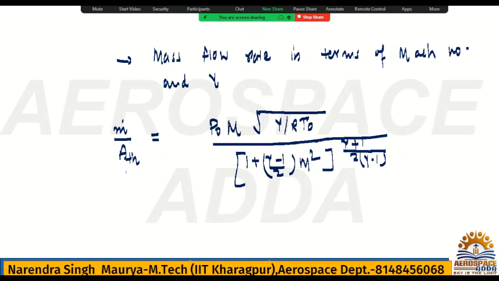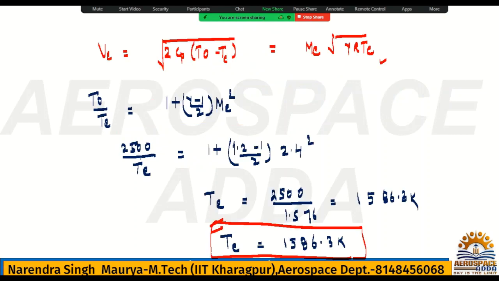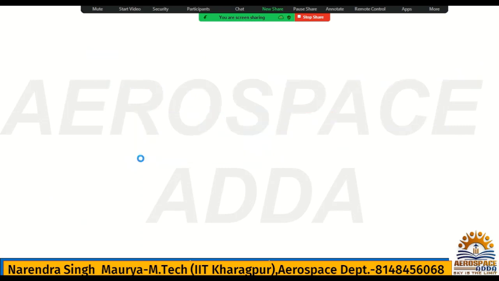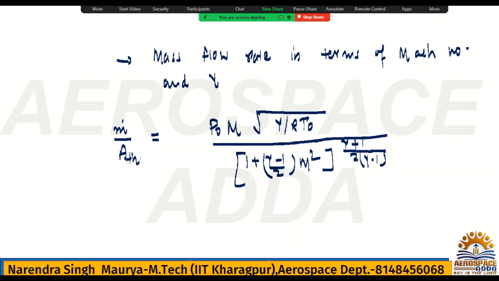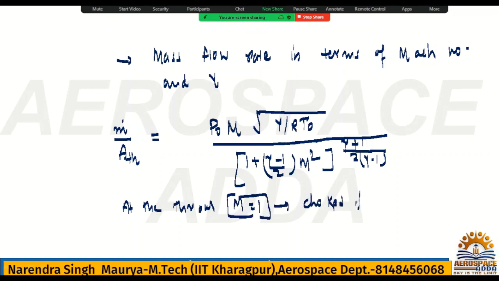Because the exit Mach number is what we have calculated here, 2.4, no? So obviously if the exit Mach number we are getting is 2.4, it means at the throat it reached sonic flow. At the throat, M will be 1, then only it will be choked flow, right? Yes or no? So you can write in the formula M equal to 1.